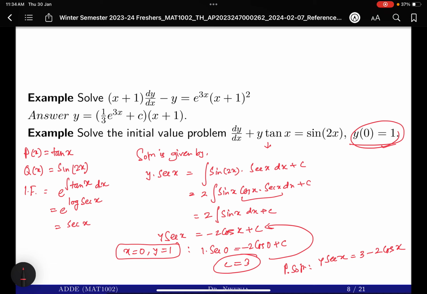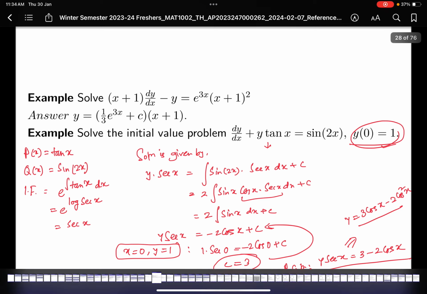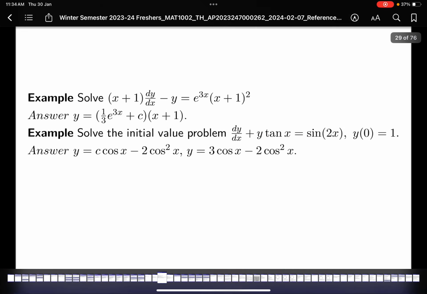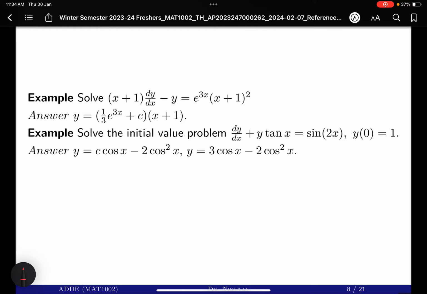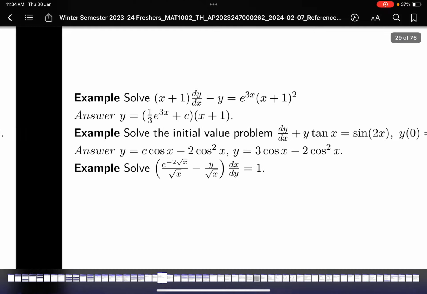Y sec x equals 3 minus 2 cos x. This you can keep, or you can further simplify like this. Sec x can be written as 1 by cos x. So you will be getting y is equal to 3 cos x minus 2 cos square x. This will be the final answer. So you can follow the solution. So the final answer is this one. Okay. So this type of question you should practice.